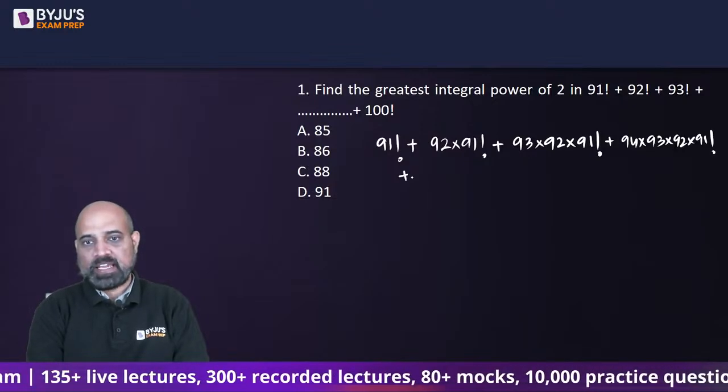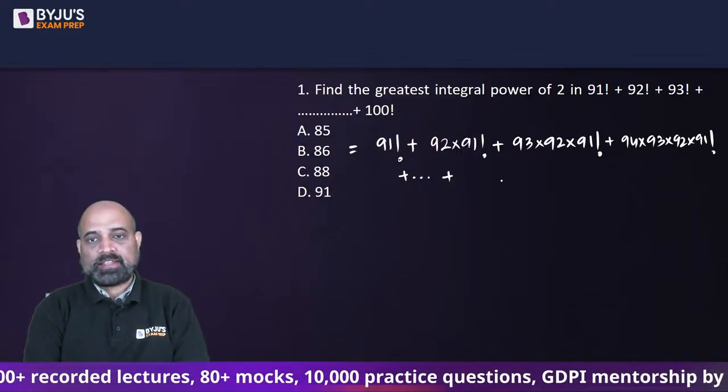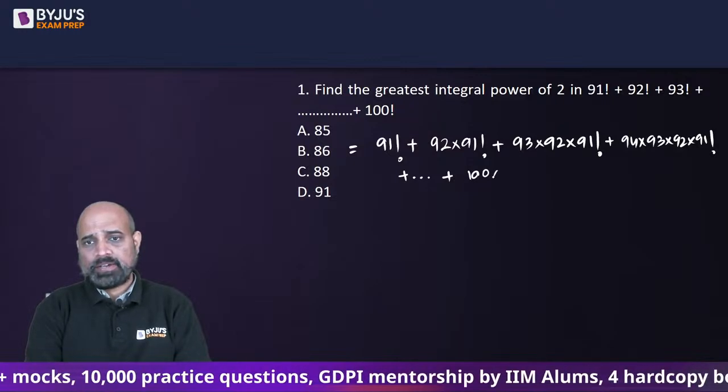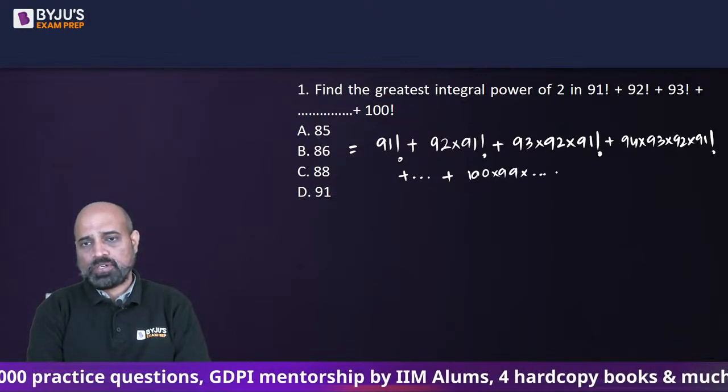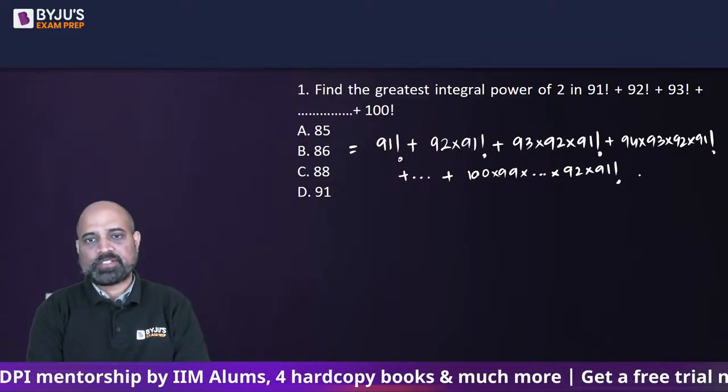And this can be written in the same format. And the 100 factorial is going to be 100 into 99 and so on. And the last one is going to be the 92 into 91 factorial.